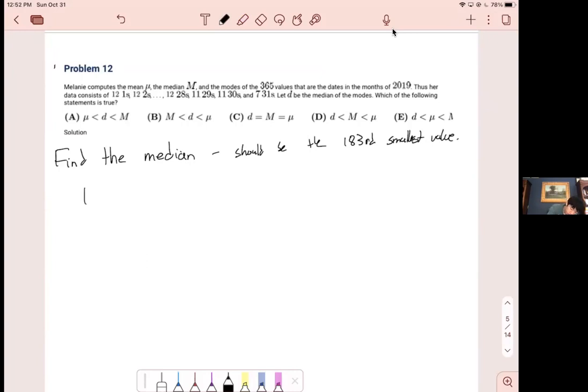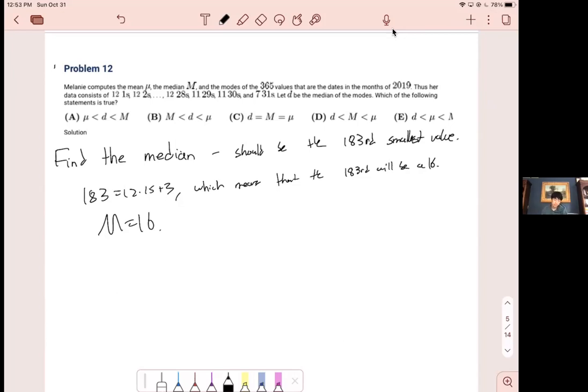And so 183 equals 12 times 15 plus 3, which means that the 183rd value will be a 16. It's going to be a 16 because there are 15 sets of 12 before it, the 12 ones all the way up to the 12 15s. That's the first 180. And then the 183rd will be the third 16. And so that means that M equals 16.